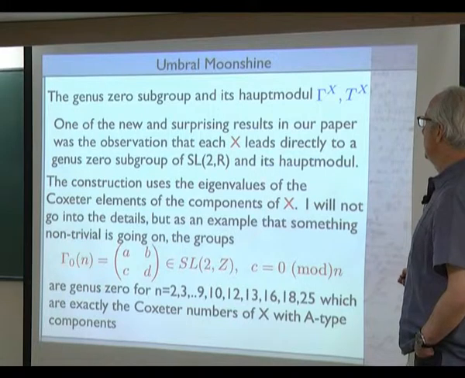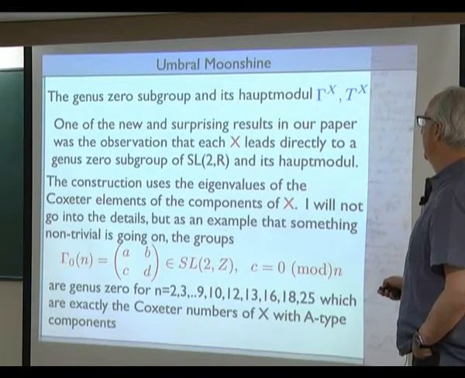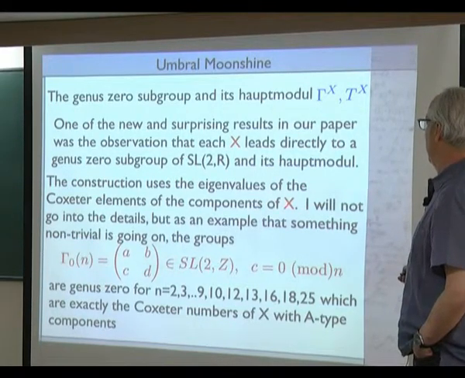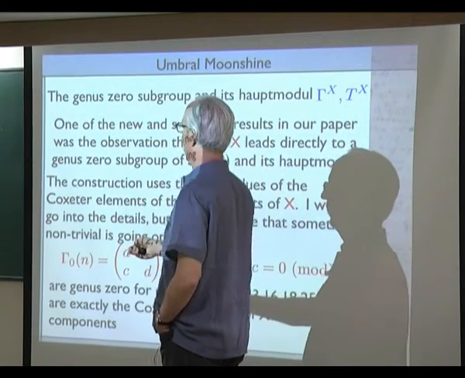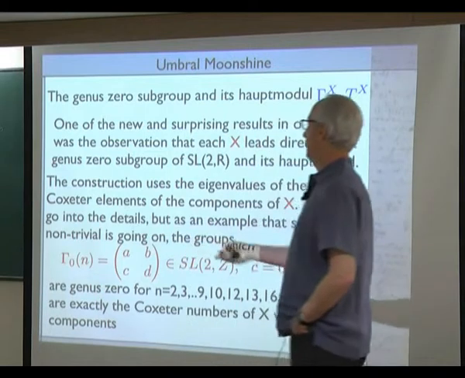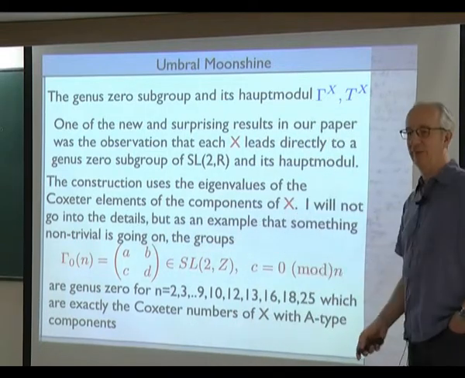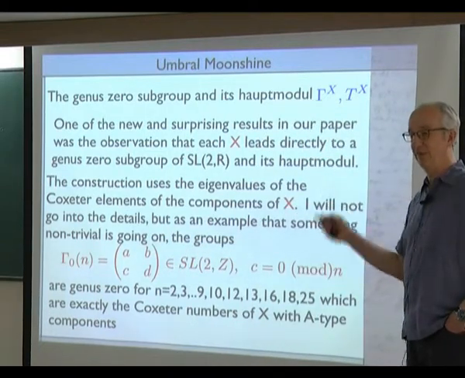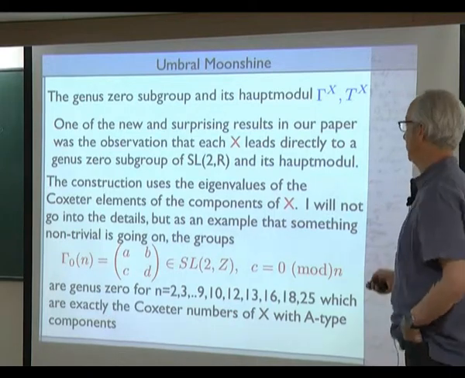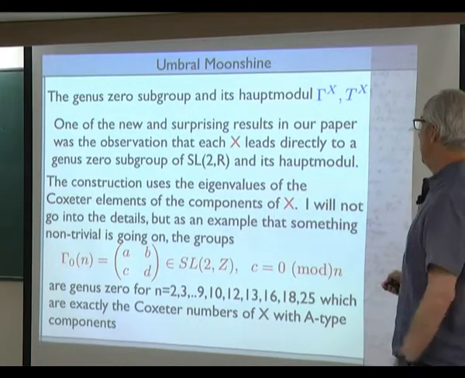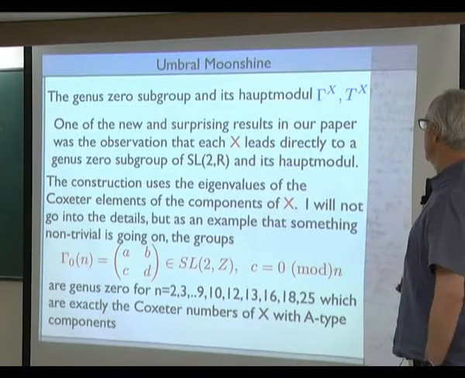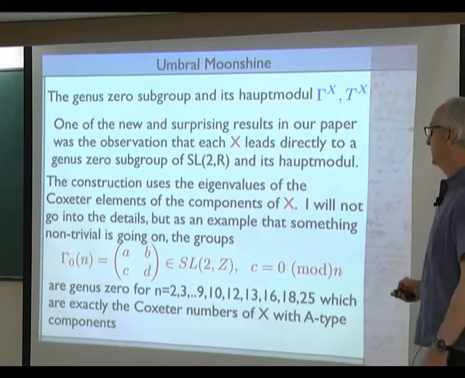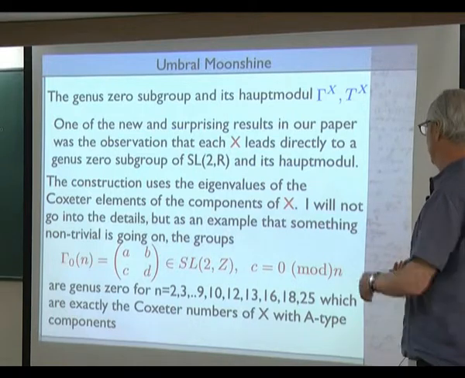And the fact is that you can use the eigenvalues of the Coxeter elements of the components of X. So here you have a Coxeter element of order 3, and the eigenvalues are just e to the 2 pi i over 3 or e to the 4 pi i over 3, but in general there's some list of eigenvalues. And the eigenvalues can be used to define a particular ratio of eta functions in a way that I won't go through in detail.